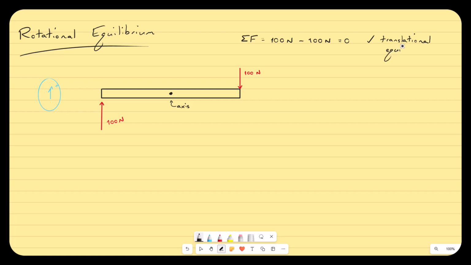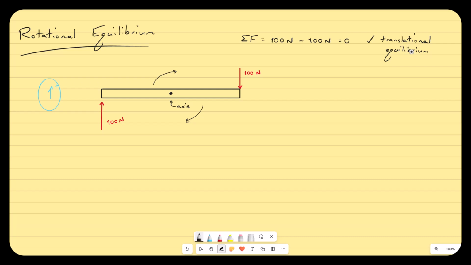But there's a problem, and you know there is. Looking at this thing, you could tell me that it is going to go somewhere. It's going to do something, right? If I push up on the left side with 100 newtons and down on the right side with 100 newtons, then what's going to happen? Well, this bar is going to start spinning. That's not a translational equilibrium issue. We are still fine there.